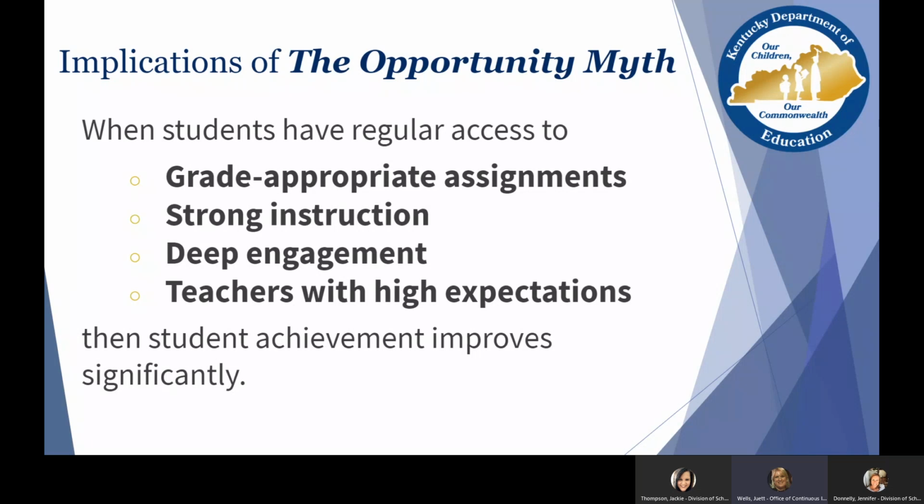So the research throughout Opportunity Myth supports the conclusion that if students have regular access to these four critical elements in the classroom, then it will improve student achievement. So those four elements are grade appropriate assignments, strong instruction, deep engagement, and teachers with high expectations. In other words, we have to ensure that the assignments we are giving to students in the classroom are actually aligned and congruent to the rigor of the standards. We have to ensure that the instructional strategies that we are using are best practice and are well researched and proven to yield high results.